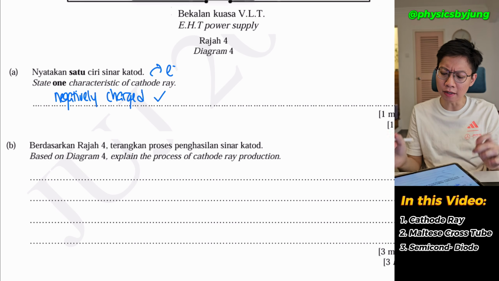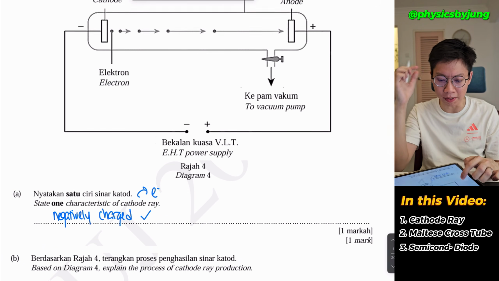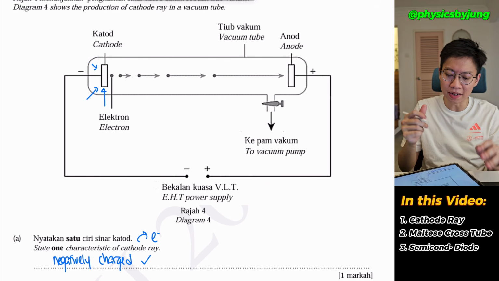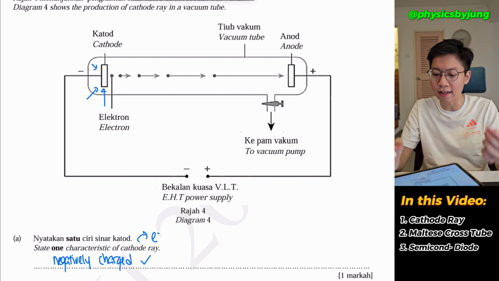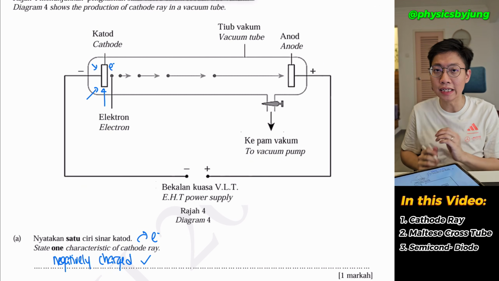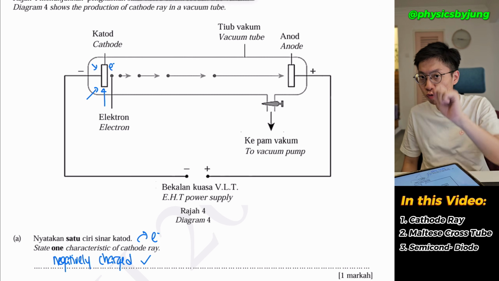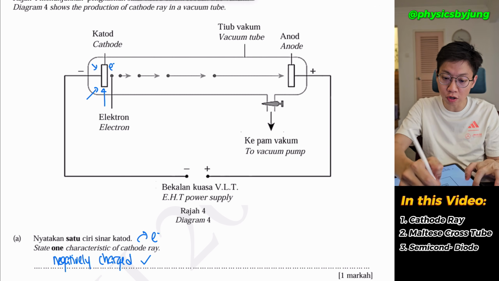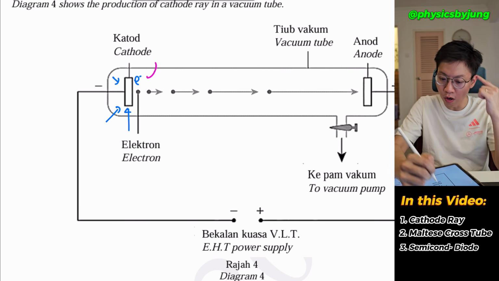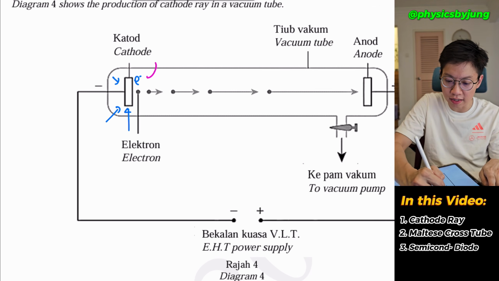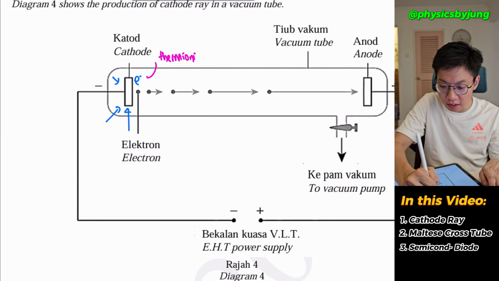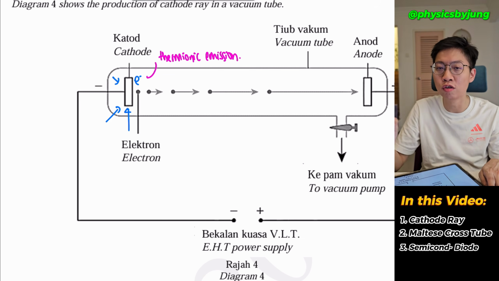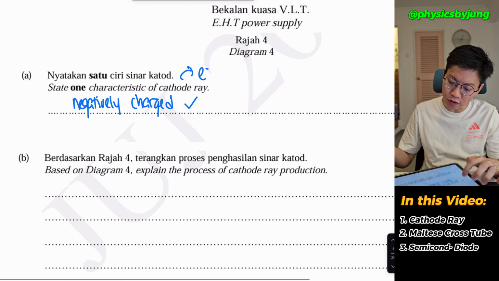Okay, explain the process of how cathode ray is being produced. So usually there is heat being applied to this cathode, which will cause the electrons to be emitted. Now you must remember what is the name of the term when your electron is being emitted. So think, what is the name of this process? The name of this process is called thermionic emission. So please do remember this thing. Okay, so let's have a look here.